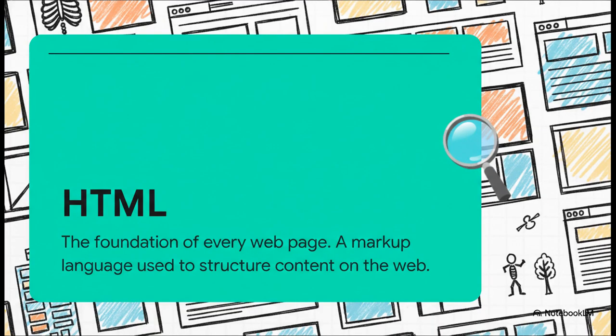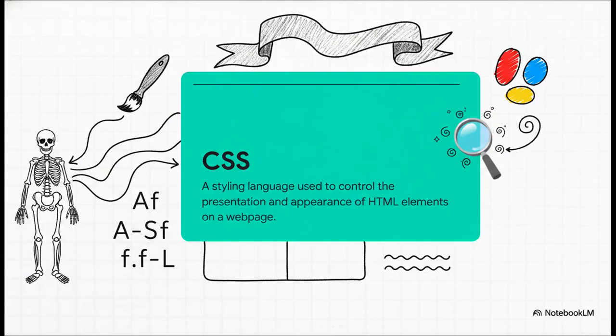First, you've got HTML. Think of HTML as the skeleton of the web page. It doesn't care about pretty colors or fonts. Its only job is to provide the fundamental structure. It uses tags to say, this block of text is a headline, this is a paragraph, and hey, put an image right here. Next up is CSS.